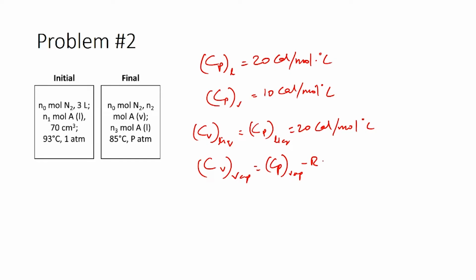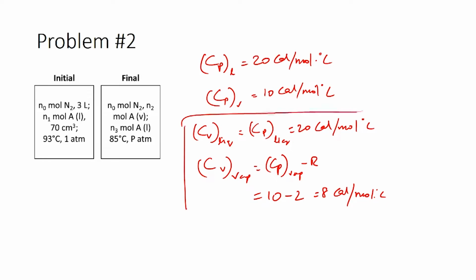Here R would be used in terms of calories per mole degree Celsius, which means it would be roughly 2 calories per mole degree Celsius. Using that, we would have 10 minus 2 equal to 8 calories per mole degree Celsius. So, this would be the Cv value for vapor. With this we have the Cv for the liquid and the vapor, which is the first part of the problem. For the second part of the problem, we have to do the required material balance calculations.